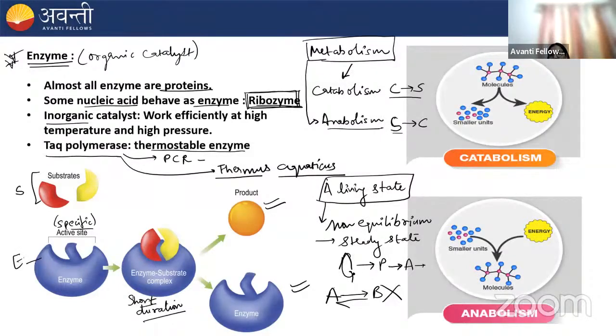What will happen if pyruvate again converts back to glucose? Then you won't be able to get acetyl-CoA, you won't be able to get any Krebs cycle, there will be no Krebs cycle, no ATP, right? So a living state shows non-equilibrium. A living state shows non-equilibrium and a steady state. I hope this is clear. This line is given in bold in NCERT.